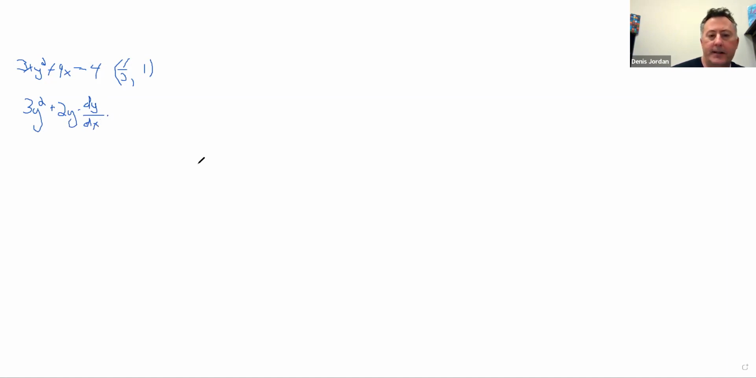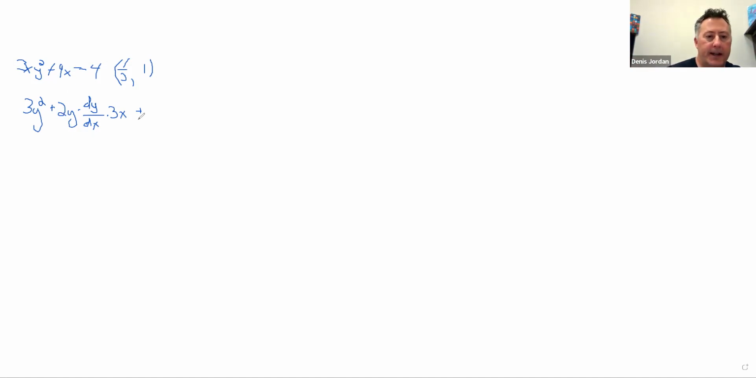So that, the 2y dy dx, that's the derivative of the y squared. And you still need to multiply by that 3x. So that right there is just the derivative of that first term. And now you can move on to the next stuff that's in there.